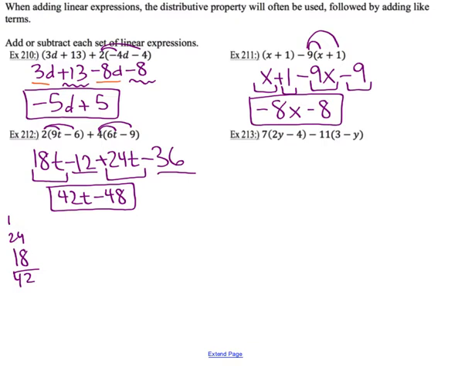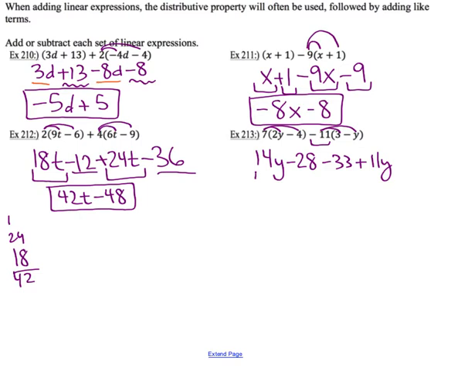Example 213. 7 times 2y minus 4 minus 11 times 3 minus y. Well, 7 times 2y is 14y. 7 times negative 4 is negative 28. Negative 11 times 3 is negative 33. Negative 11 times negative y is positive 11y. Negative times negative gives you a positive there.